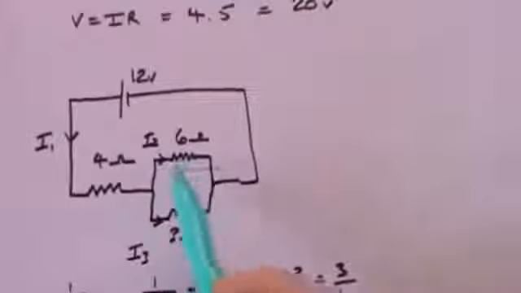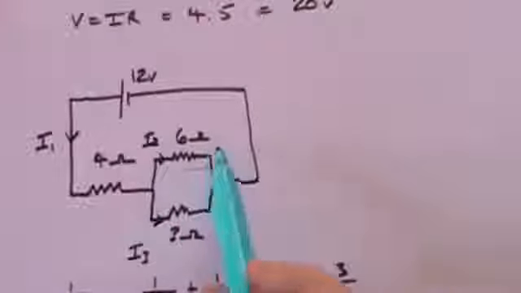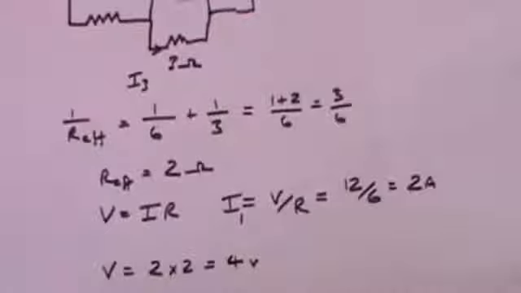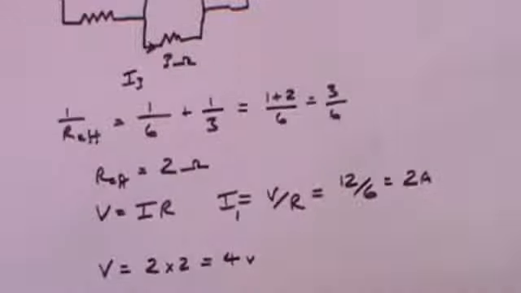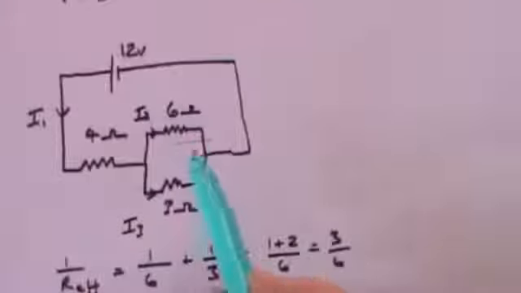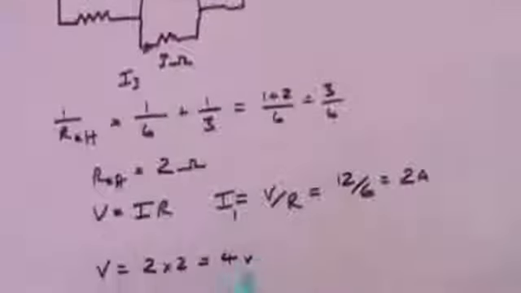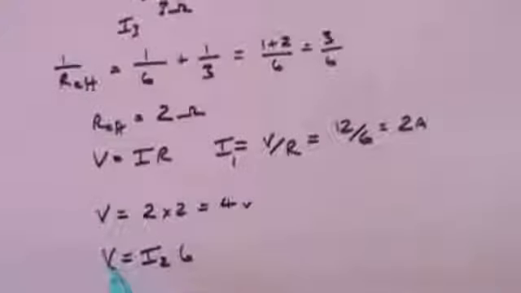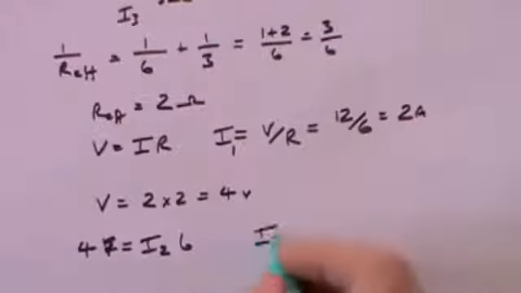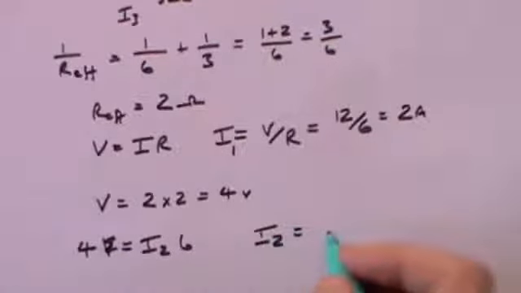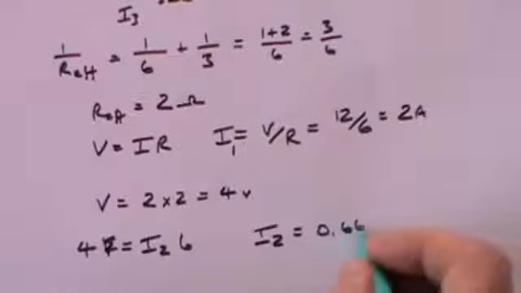So now we can say there's 4 volts across the 6 ohms, and there's 4 volts across the 3 ohms. In the case of the 6 ohms, V equals IR, V equals I2, the value we're trying to find, times the resistance, which is 6. The voltage, of course, we said was 4, so I2 is going to be 4 over 6, which is 0.66 amps.